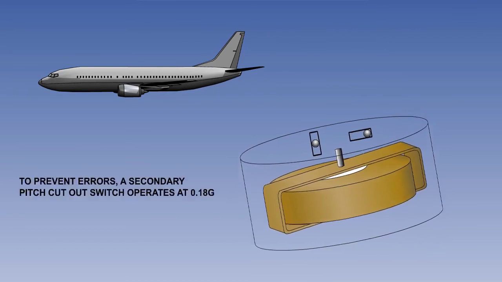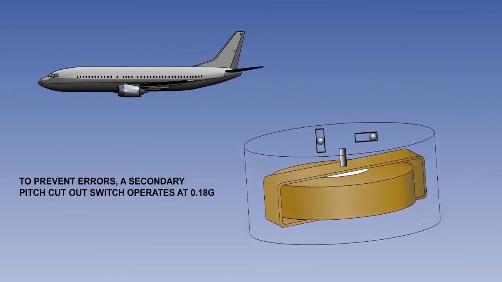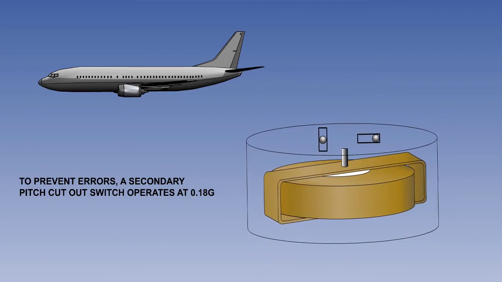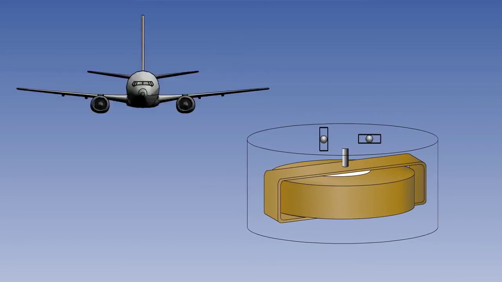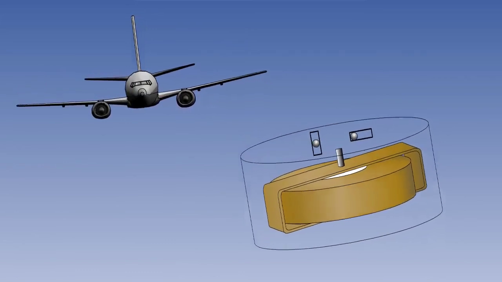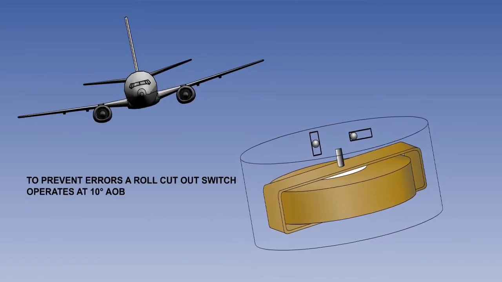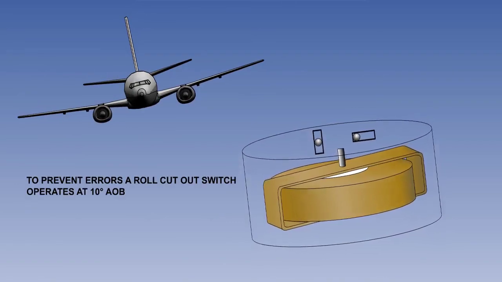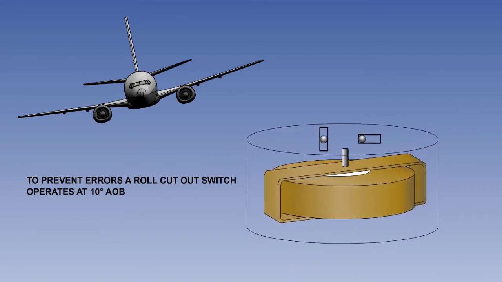So to overcome this, a secondary pitch cutout switch is incorporated in the circuit, which activates when an acceleration of 0.18 g or greater is experienced. Similarly, in a turn, the mercury in the mercury roll sensing switch would falsely activate the roll torque motor. A secondary roll cutout switch is therefore incorporated in the circuit, which is activated at 10 degrees angle of bank.